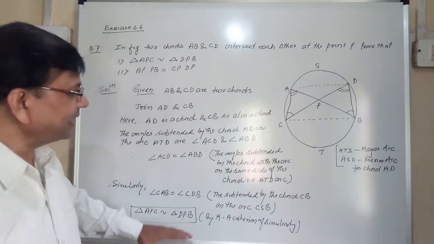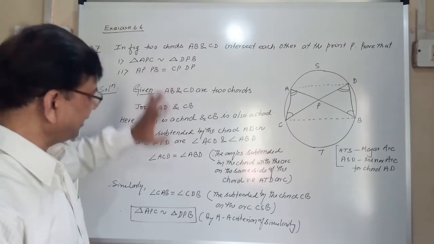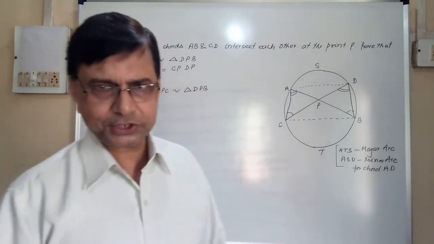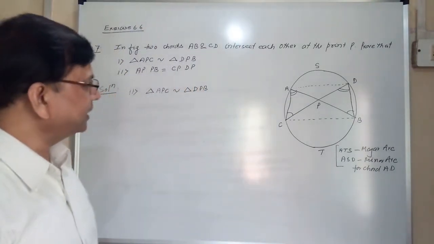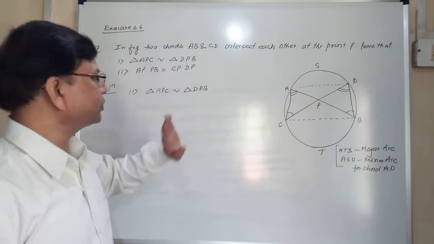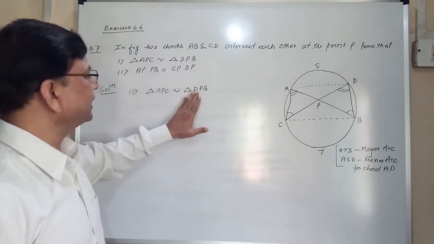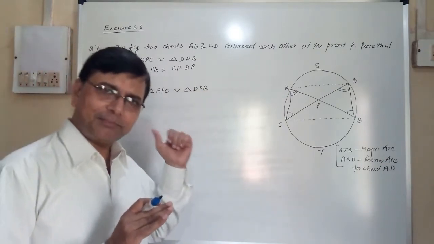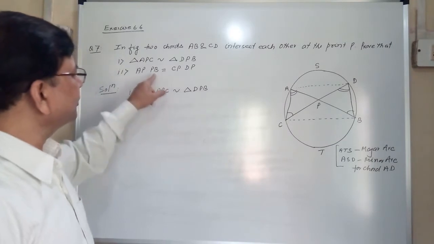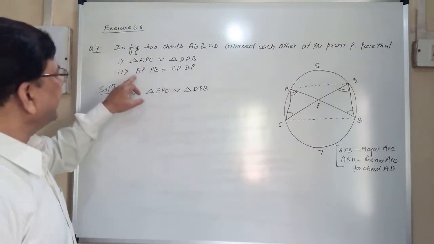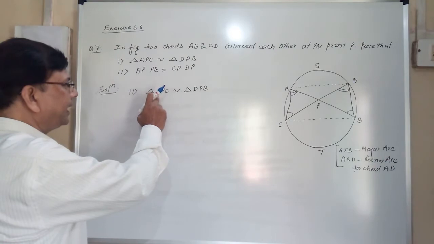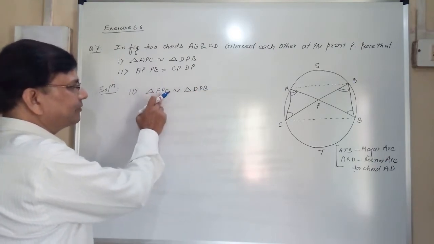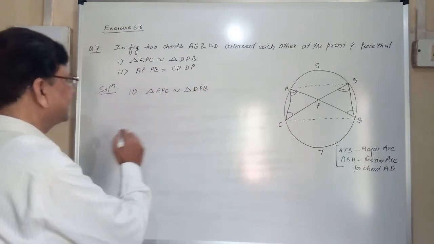So these two triangles are similar. The first part is over. Now I will go for the second part of this question. In the first part, we have proved the similarity of these two triangles, APC is similar to triangle DPB. With the similarity of these two triangles, we will prove the second relation. Now, AP corresponds to DP over here, first and second vertex, here first and second vertex.